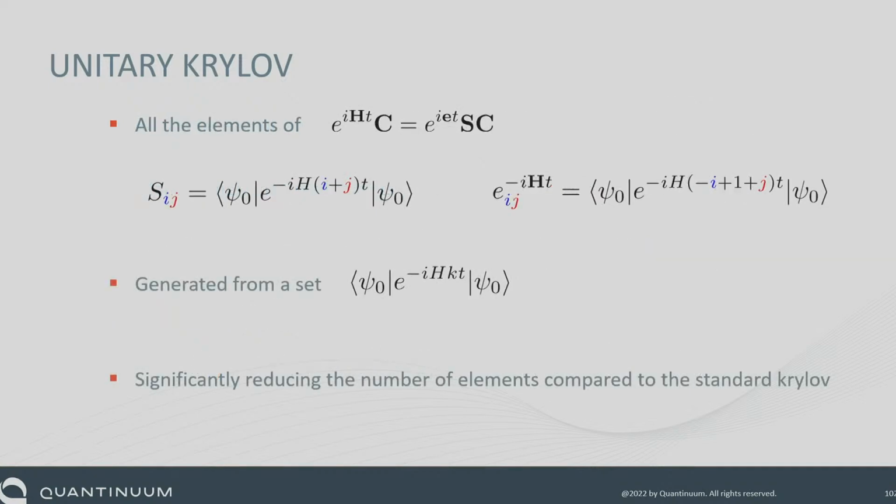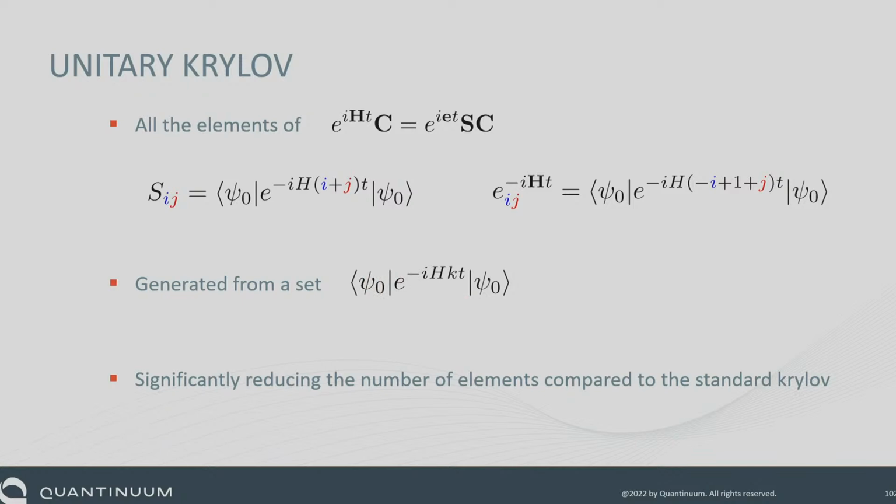And then this can be implemented. What I'm trying to say here is that the overlap and the unitary Hamiltonian elements, whatever you want to call them, are from the same set, and they're generated from this smaller set here of K.